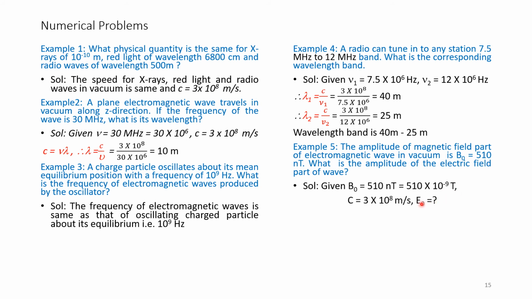So we know c is equal to 3 into 10 to the power of 8 meters per second, E naught is what we need to find. Therefore, c is equal to E naught by B naught, that is the formula. Therefore, E naught is equal to c into B naught, that is equal to 3 into 10 to the power of 8 into 510 into 10 to the power of minus 9. Therefore, it is given by 3 into 510 and we get the answer as 153 newtons per coulomb.